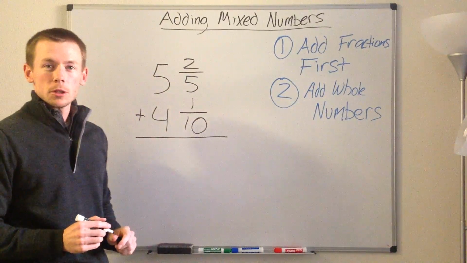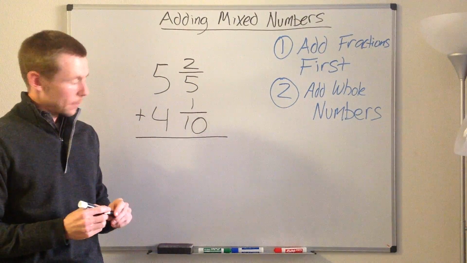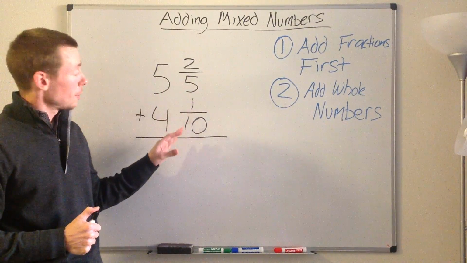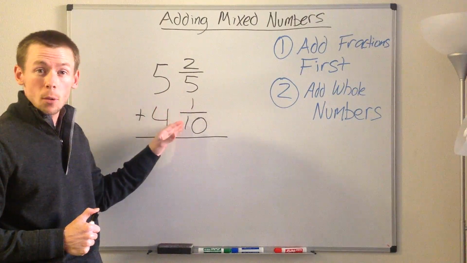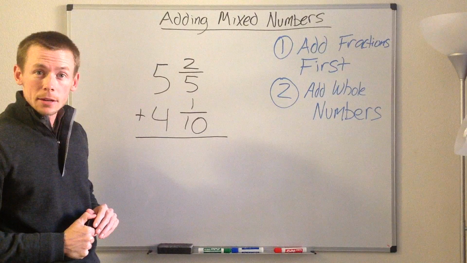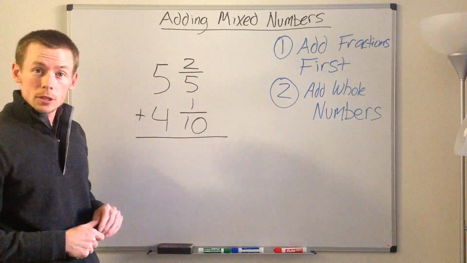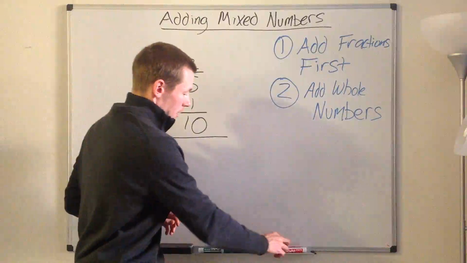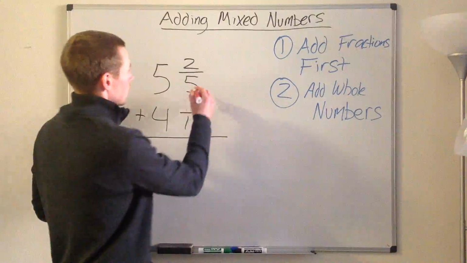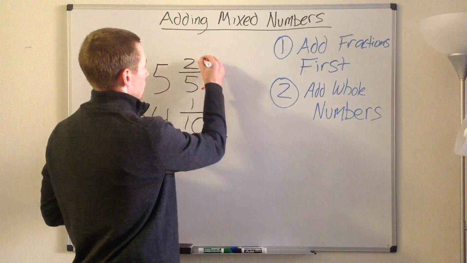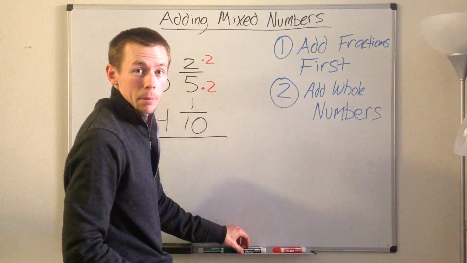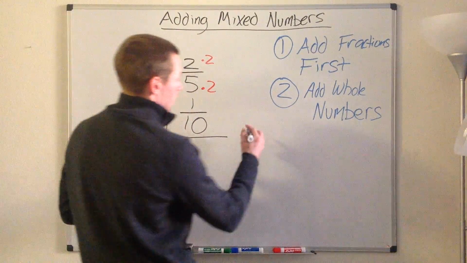Five and 2/5 plus 4 and 1/10. Well, we still want to add the fractions first. The only problem is we can't do it straight away like we had in the previous problems because we have uncommon denominators. So we need to find the lowest common denominator, which is 10. So we need to convert this to tenths by multiplying by 2.